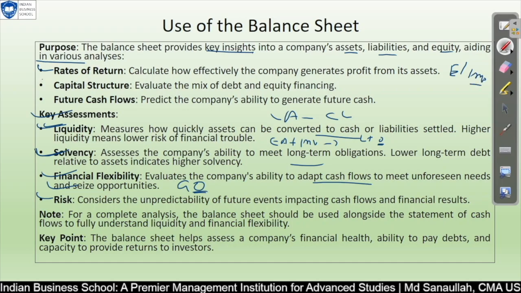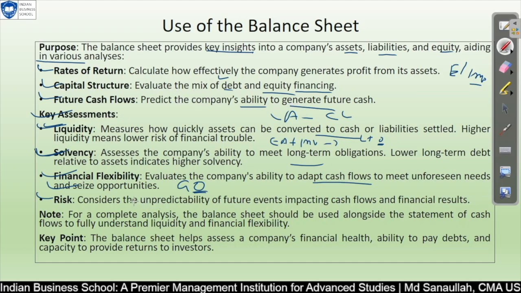That will also help. Capital structure: how much debt and equity you have, how much you are financing your business based on that, and how much you have as equity from your owner investment. Future cash flow: how much ability you have to generate cash in future. That is all you get from balance sheet.